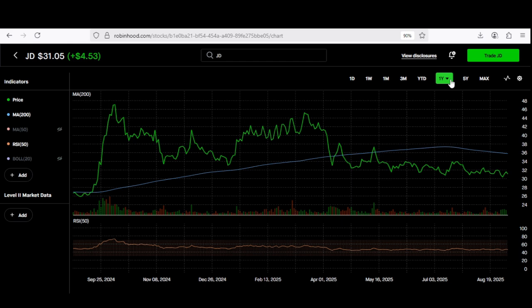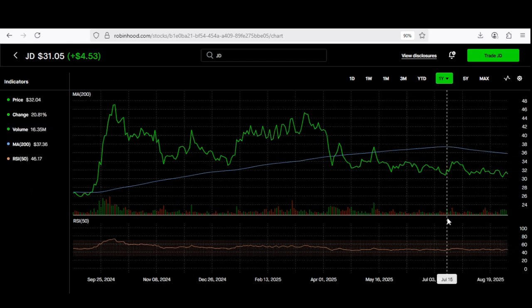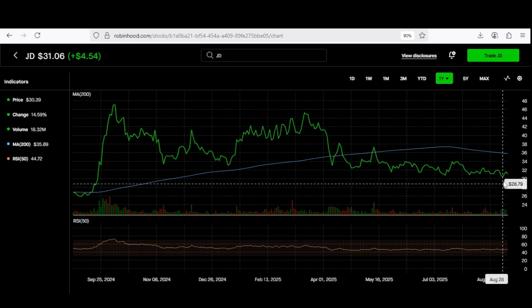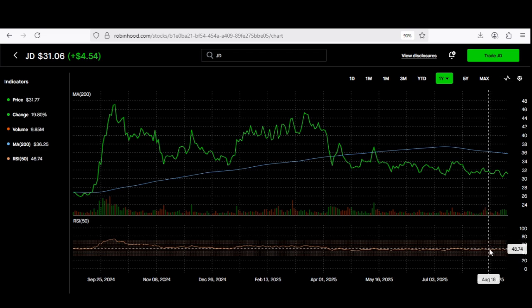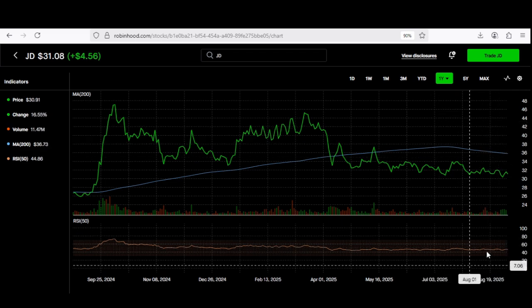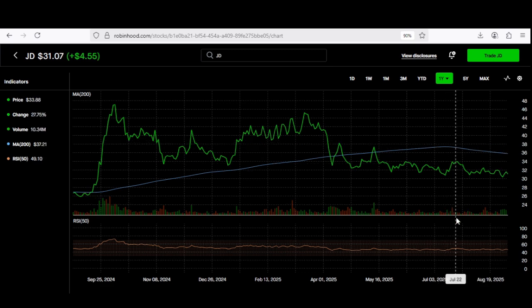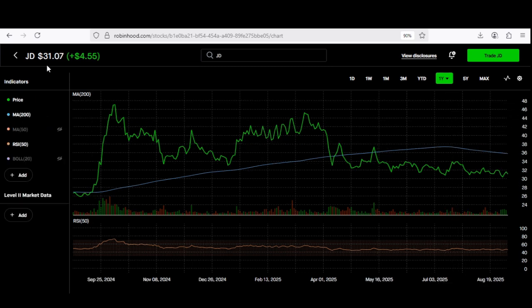And for those of you that have been watching my channel for a while, you guys know I absolutely love these setups. By these setups, I mean I like when a share price is below the 200-day moving average, and also whenever the RSI is 50 or below. So this chart meets both my criteria. Now, currently, the share price is trading at $31.07. There will be some minor fluctuation because this is a live video and the stock market is open.